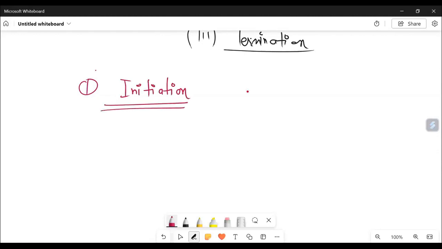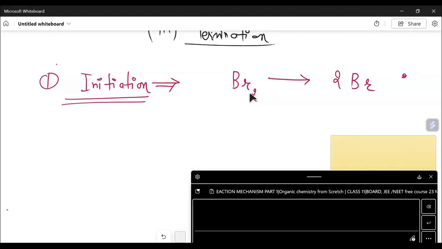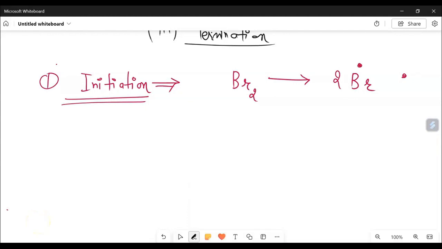What is happening here? Initiation means your Br2 molecule will change into free radicals. What is the free radical? 2Br dot. How is this happening? It will only happen in the presence of any radiation. So Br2 will change to free radicals.